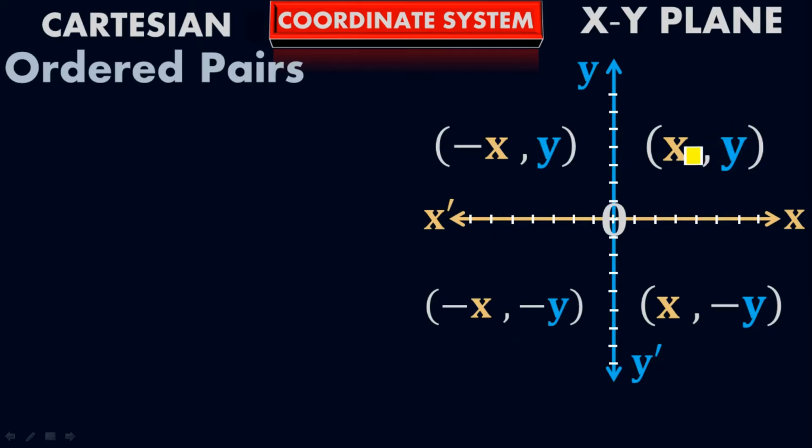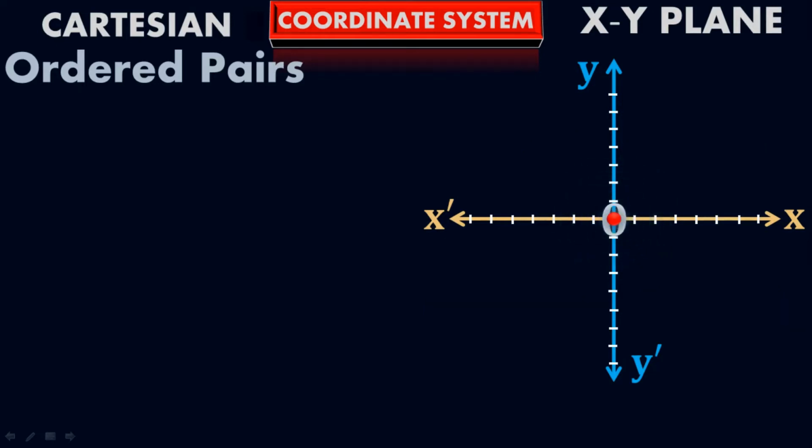In ordered pairs, we have one x element and one y element, whether they are positive or negative. This is another ordered pair. In this ordered pair, we have negative x and negative y. Here we have positive x and negative y. For example, at this point, the ordered pair is 0, 0, because the value along the x-axis is 0 and the value along the y-axis is also 0.